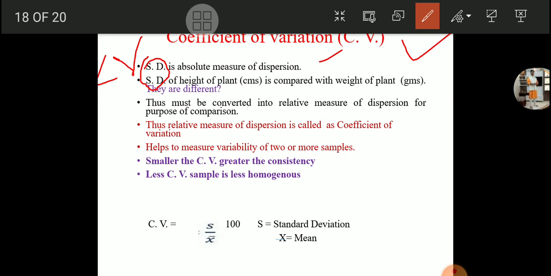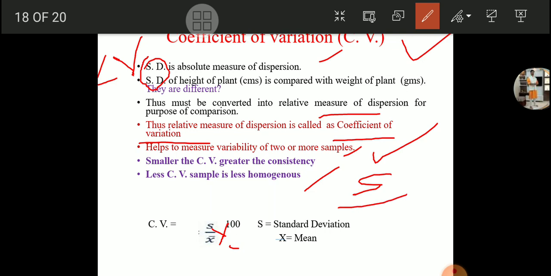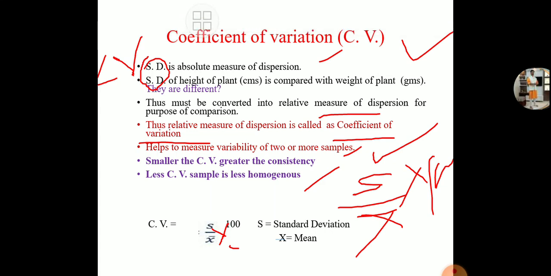Thus, it must be converted into a relative measure of dispersion for the purpose of comparison. A relative measure of dispersion is called the coefficient of variation. It helps to measure the variability of two or more samples. Smaller the coefficient of variation, greater the consistency. The sample with the larger coefficient of variation is less homogeneous. The formula is standard deviation divided by x bar into 100, that is, S divided by x bar into 100. That is the formula for the calculation of the coefficient of variation, that you have to keep in mind.